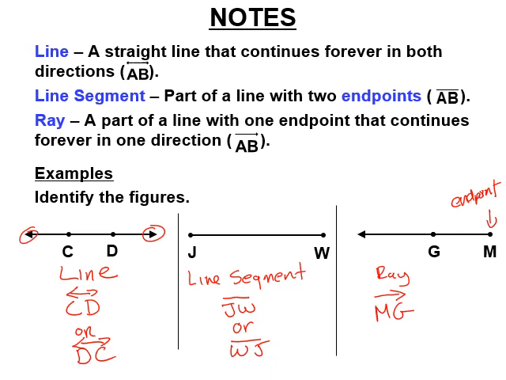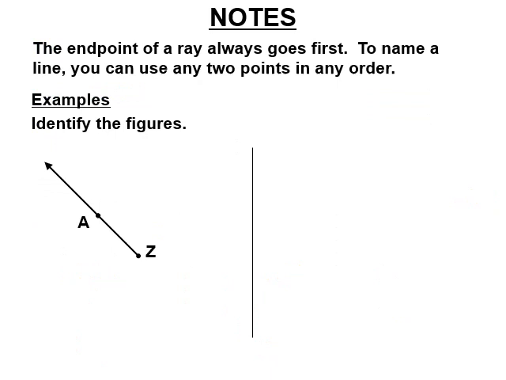It does not tell you what direction a ray points, right? If the ray was going this way, we would not change the symbol to look like that. That symbol is just telling you there is a ray with M as an endpoint and G as another point on the ray. Everything is either a line, a line segment, or a ray. So there are notes telling you about how to name a ray.